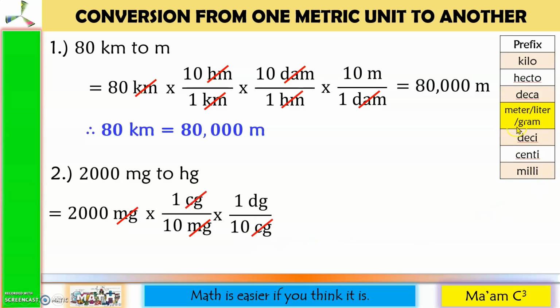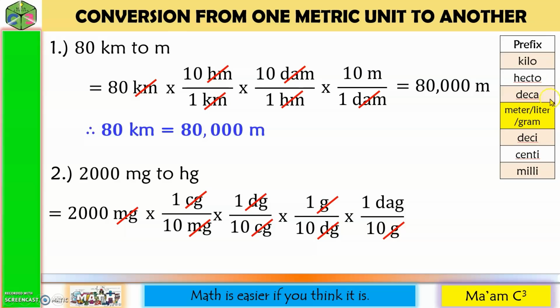Next, 10 decigram is 1 gram. So 1 gram over 10 decigram. So we can now cancel the decigram. Next, 10 grams is 1 decagram. So times 1 decagram over 10 grams. We can now cancel the grams. Next, we have 10 decagrams is to 1 hectogram. So times 1 hectogram over decagram. So we can now cancel decagrams.